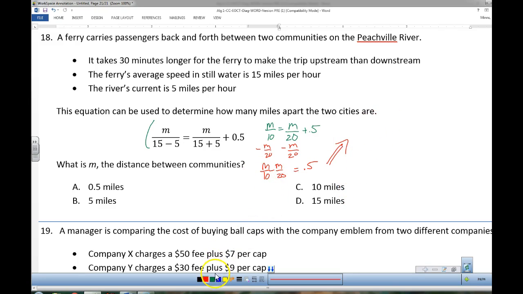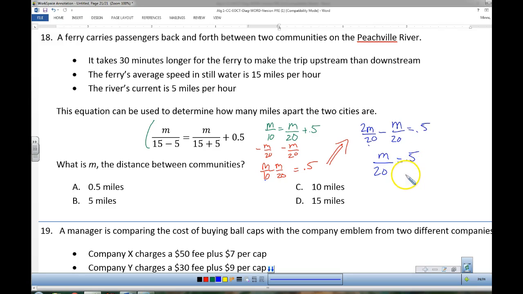What's my common denominator between 10 and 20? That's right, it's going to be 20. I'm going to have 20 as a common denominator. So my second fraction doesn't change. It's still m over 20. My first fraction, though, how do I go from 10 to 20? I multiply by 2. So isn't that going to be 2m? So now, combining my like terms, my denominator is 20. 2m minus m is just m. So m over 20 equals 0.5.